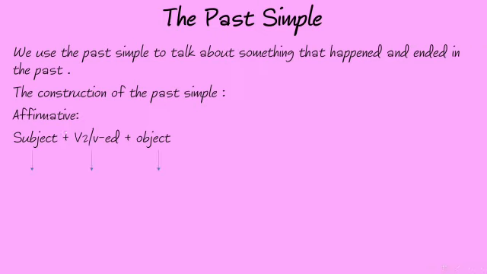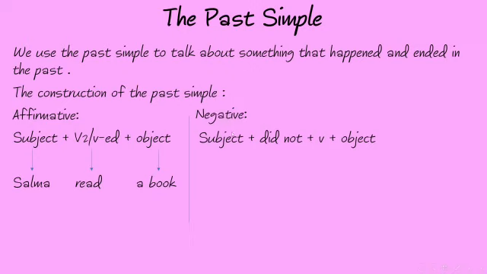Example, Selma read a book. We use here read, not read, because we have the verb 2 of read. Subject, which is سلمى الفاعل. Object, a book المفعول به. In the negative, subject plus did not plus verb base infinitive plus the object. Example, Selma didn't read a book. Read, not read, because here we have infinitive.